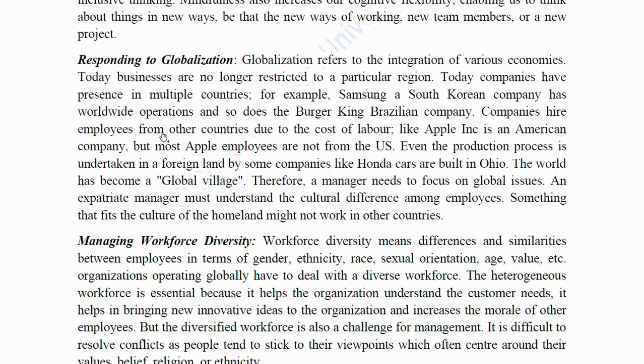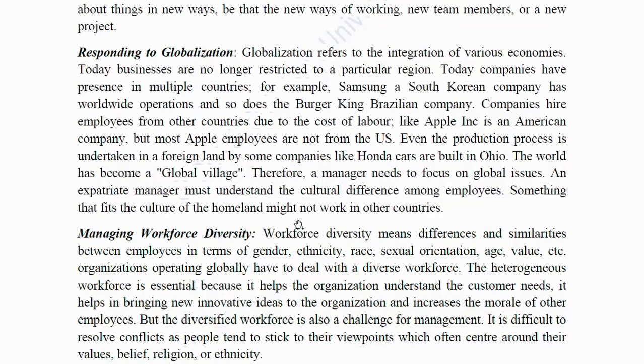Companies hire employees from other countries due to the cost of labor. Like Apple is an American company, but most Apple employees are not from the US. Even the production process is undertaken in a foreign land by some companies, like Honda cars are built in OU. The world has become a global village. Therefore, a manager needs to focus on global issues. An expatriate manager must understand the cultural difference among employees. Something that fits the culture of the homeland might not work in other countries.